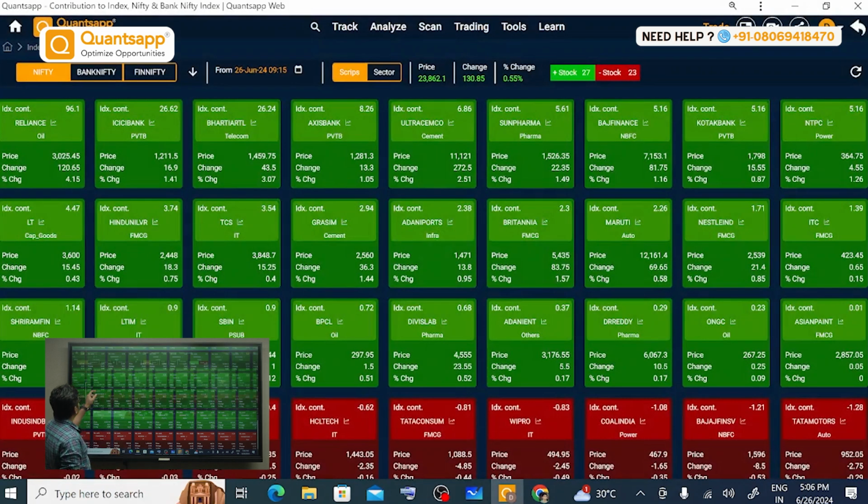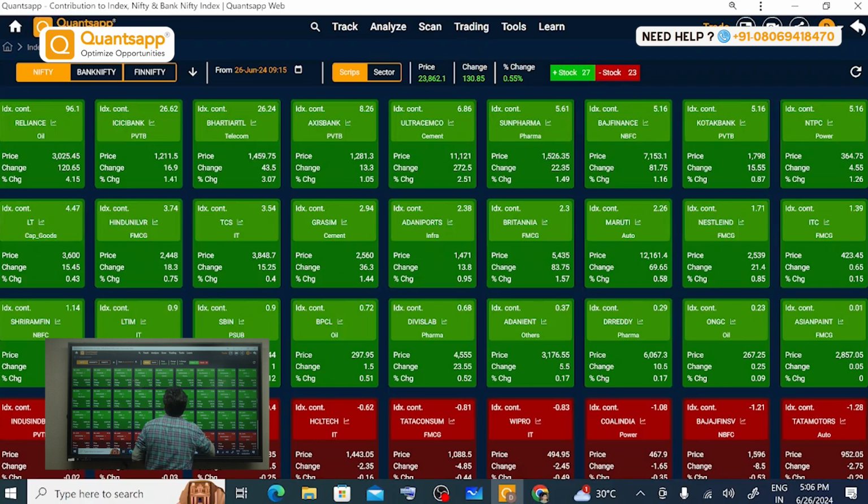Okay. So in Nifty, you can say Reliance, Nifty, Bank Nifty and Fin Nifty. All right. Now, this is according to the index. What if I want to go according to the sectors?